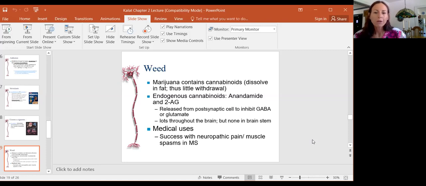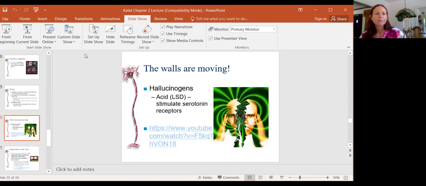Okay, so there are medical uses of marijuana. It's had a lot of success with neuropathic pain, muscle spasms. It's just become medically available in Missouri this year. It's starting to be, and it will be, diagnosed for a range of problems, including migraine, headaches, and things like that.